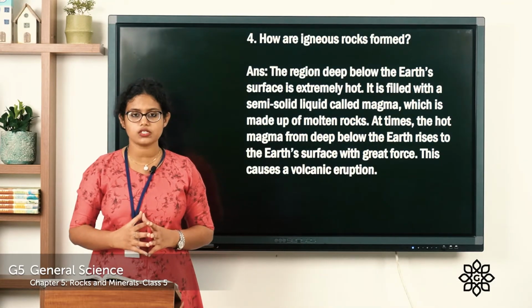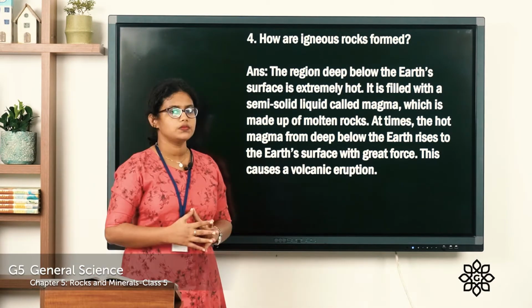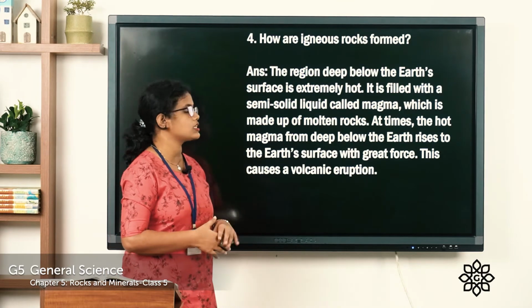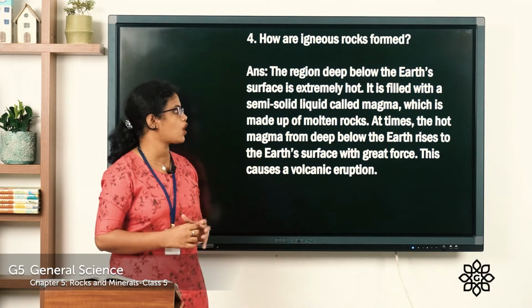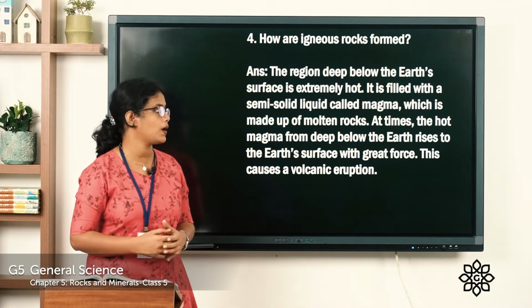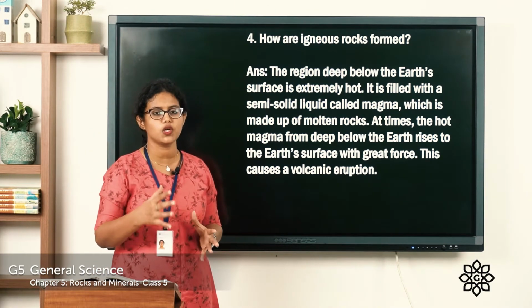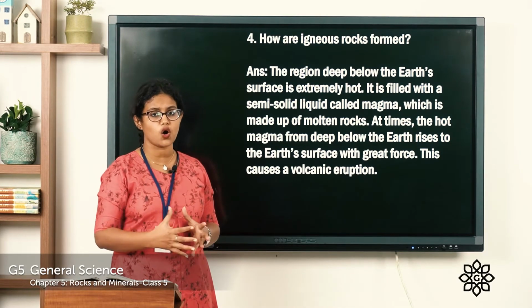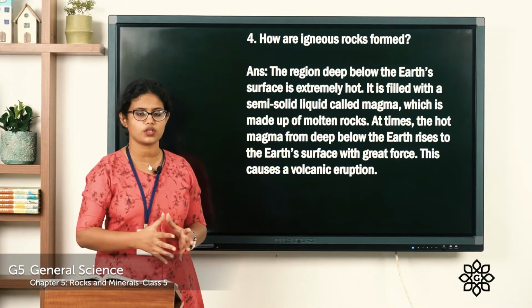Coming to the next question, how are igneous rocks formed? You can see the answer. The region deep below the earth's surface is extremely hot. It is filled with a semi-solid liquid called magma, which is made up of molten rocks.